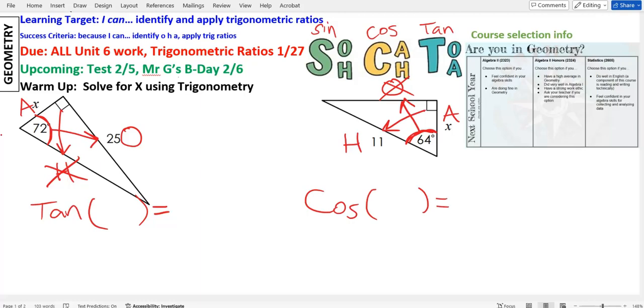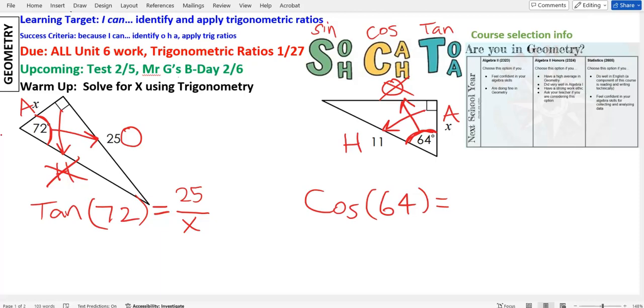Do you see how you have to label it? Scratch one out, pick the right trig, and now we're going to put the angles in the parentheses. What is the angle we started at? 72 goes in here. The other one, 64, goes in here. And now we're going to get those fractions. Tangent, we said, was O over A. So what's O over A here? O is 25. A is X. So 25 over X is correct.